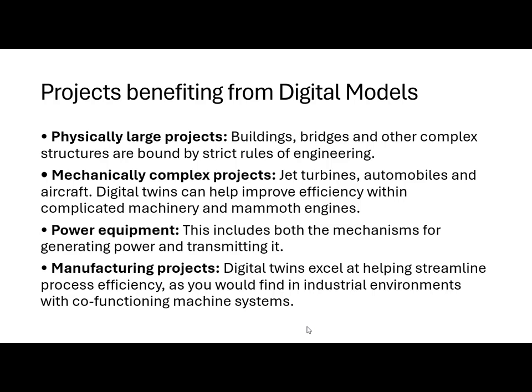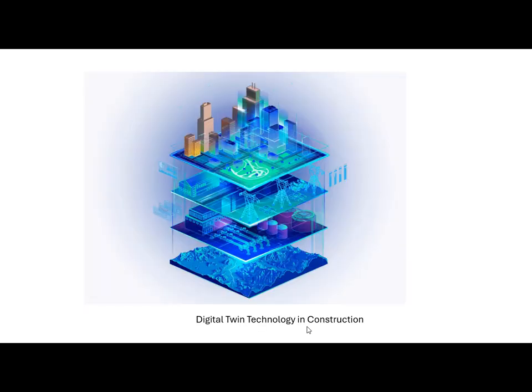Projects benefiting from digital twins. We have physically large projects in areas of buildings, bridges, and other complex structures. Mechanically complex projects like jet turbines, automobiles, and aircraft. Power equipment. It includes both the mechanisms of generating power and transmitting it. Manufacturing projects. Digital twins excel at helping streamline process efficiency, as you would find in industrial environments with co-functioning machine systems. I'm going to show a series of beautiful infographics.